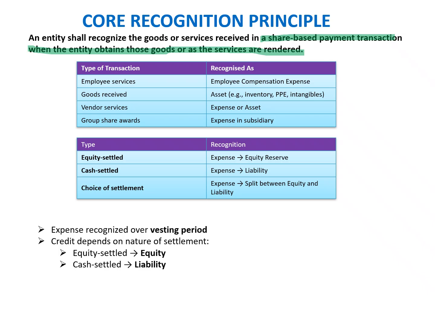If the type of transaction is employee services, it is recognized as an employee compensation expense. If goods are received, they have to be recognized as an asset: inventory, PPE, or intangibles. If it is vendor services, expense or asset, and if it is group share awards, it is to be treated as an expense in the subsidiaries.